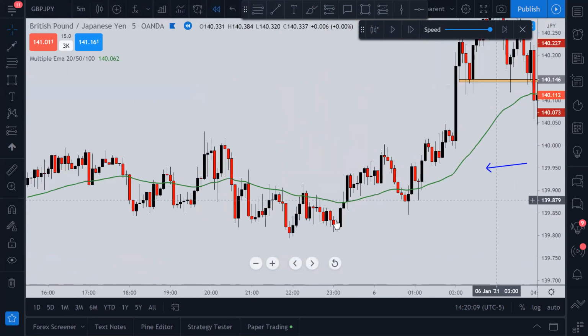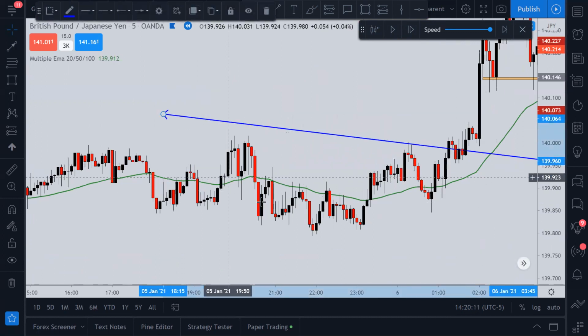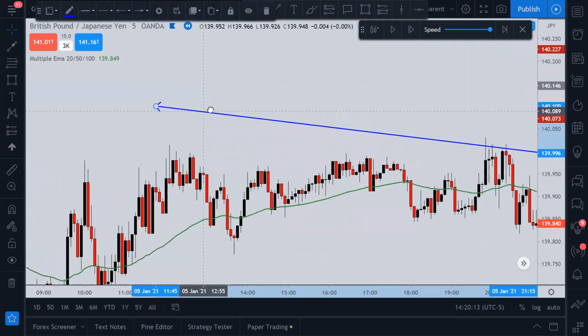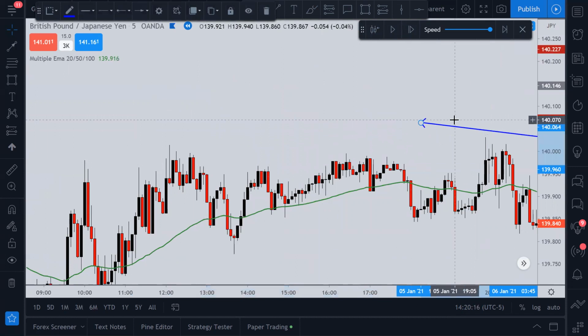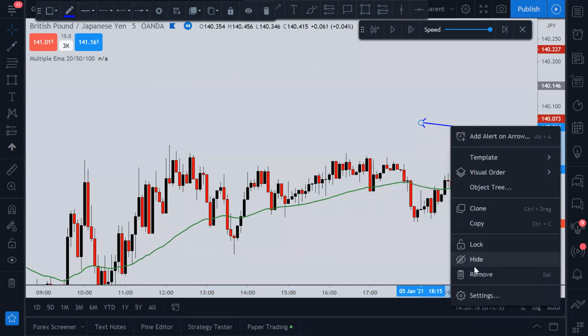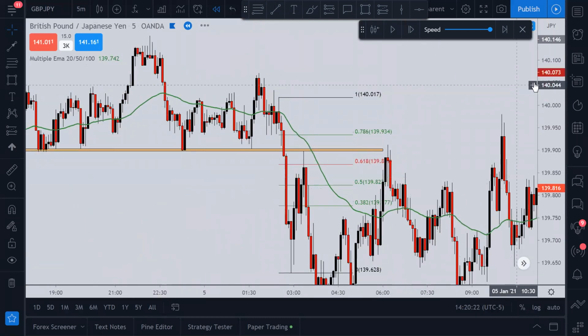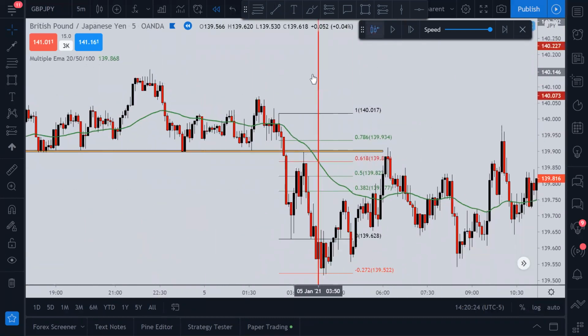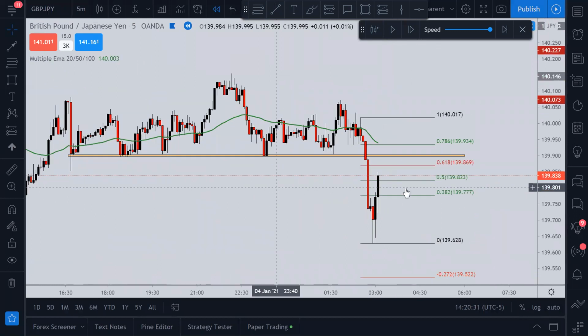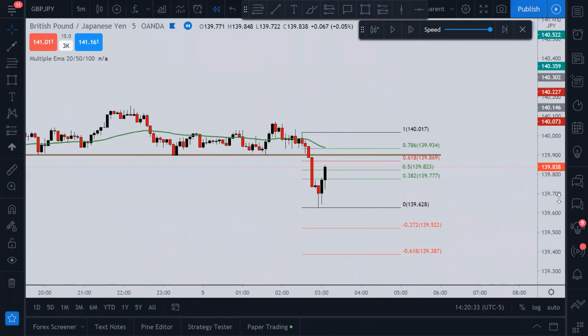All right, let's get another example. I got one more example over here. We got a sell order. All right, this is the point where we get the turnaround.